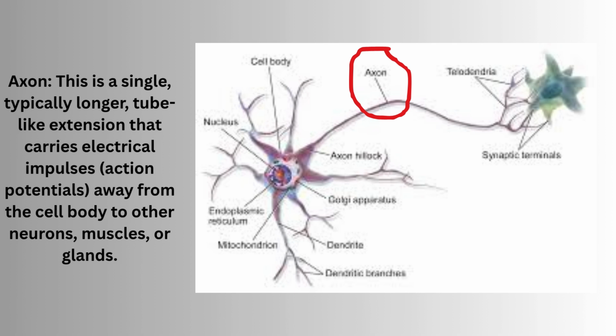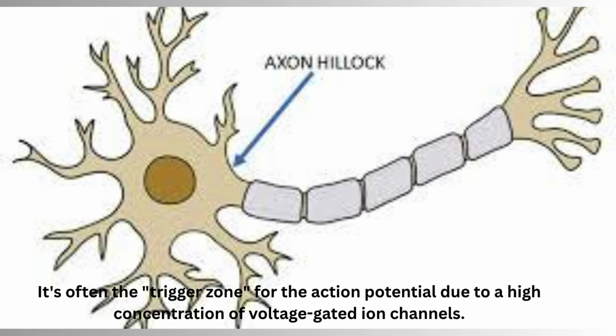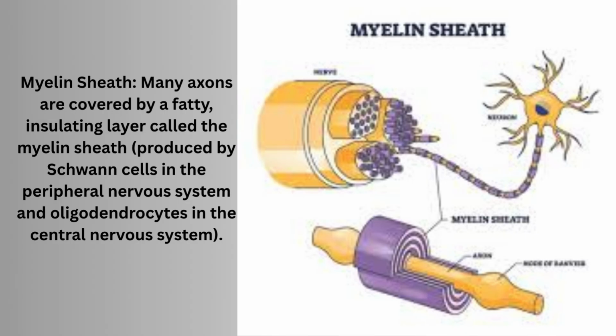Axon. This is a single, typically longer, tube-like extension that carries electrical impulses, action potentials, away from the cell body to other neurons, muscles, or glands. Axon hillock. The region where the axon emerges from the cell body. It's often the trigger zone for the action potential due to a high concentration of voltage-gated ion channels.